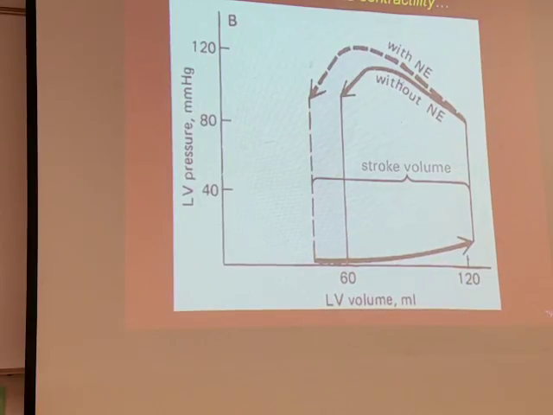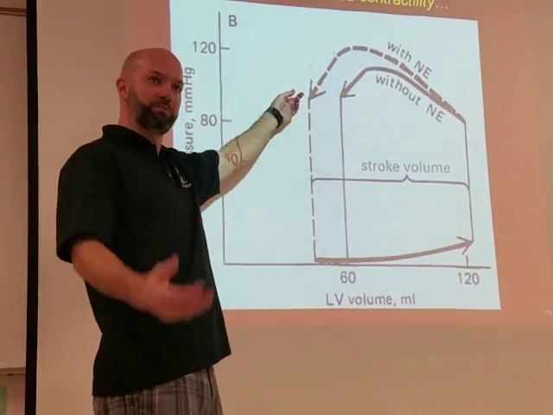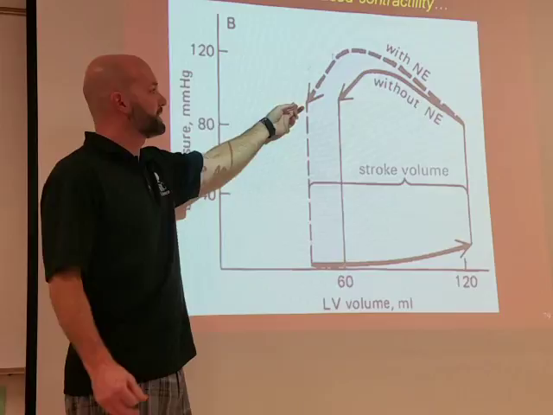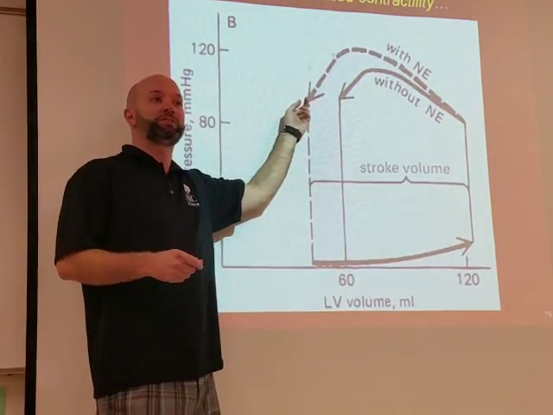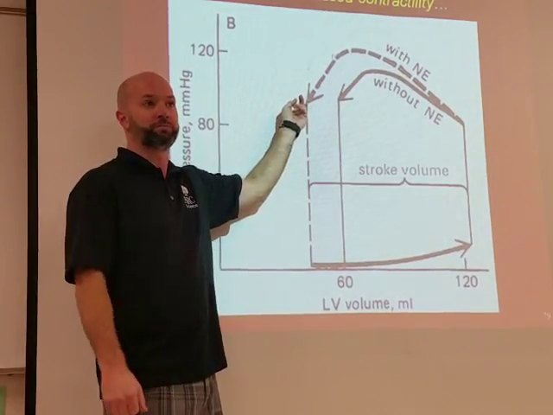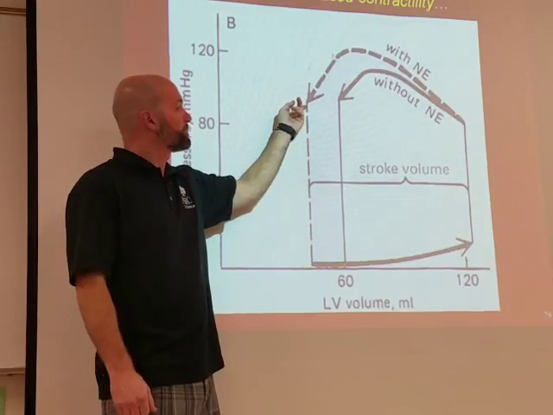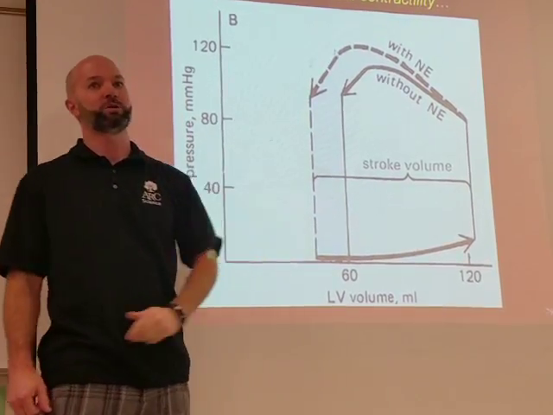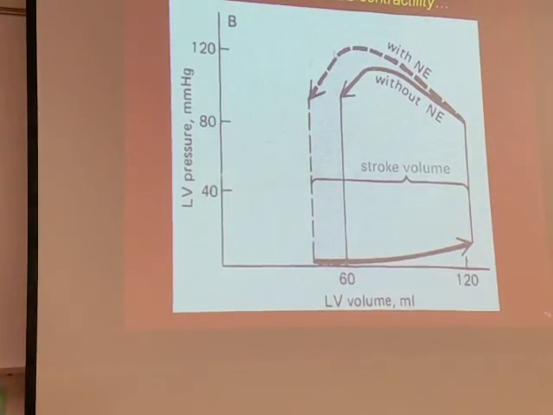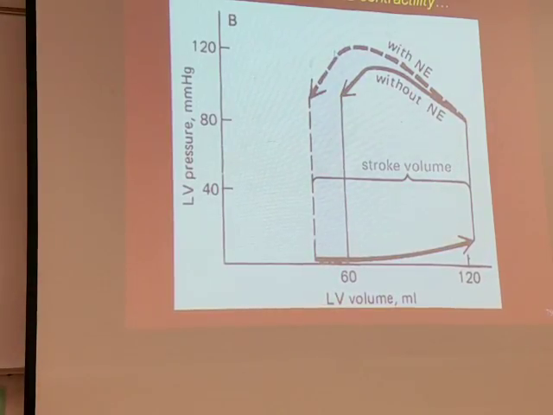And you can see that we were able to generate more pressure, and that's why we were able to keep the valve open longer, if you want to think of it that way, or think of it as in the same amount of time we ejected more blood. Time isn't on this graph, so we can't see what's going on with time. But you can think of it either way.